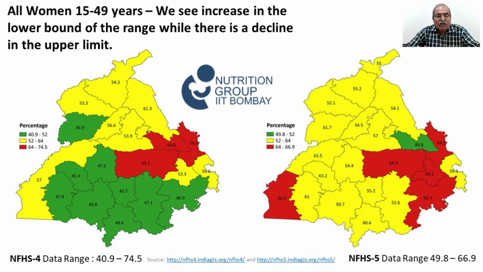We come to all women, 15 to 49-year age group. We see that the lower bound has again gone up from 40.9 to 49.8. This southern green strip has completely vanished. At the higher end, though, interestingly, from 74.5, it has come down to 66.9. But as we said, anemia data needs to be looked at a little more closely.